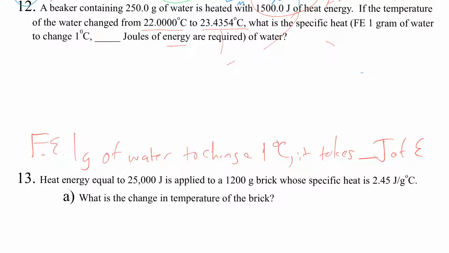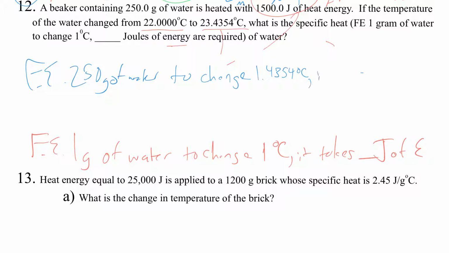Okay, all right, so our first for every statement, well, I don't have 1 gram, I've got 250 grams of water, because 1 gram of water is a little tiny. It's that little 1 centimeter cube block. And how much do I want it to change? Well, I want it to change 1.4354 degrees Celsius. And that takes 1,500 joules of energy. All right? So to get 250 to 1, we'd divide by 250. And to get to 1, we'd divide by 1.4354.